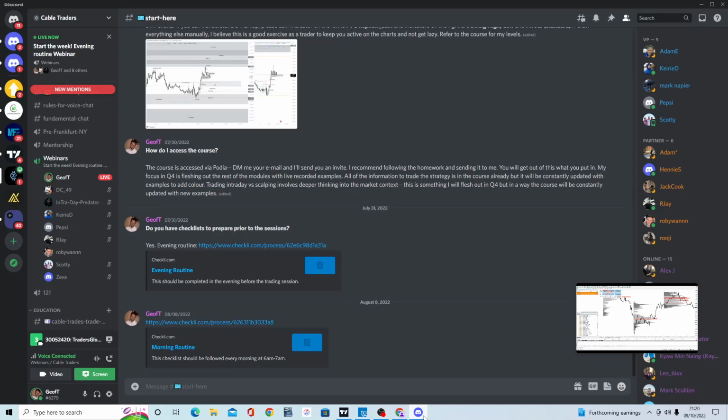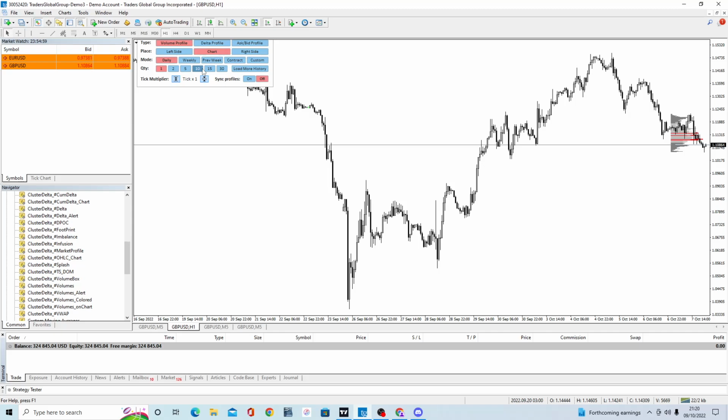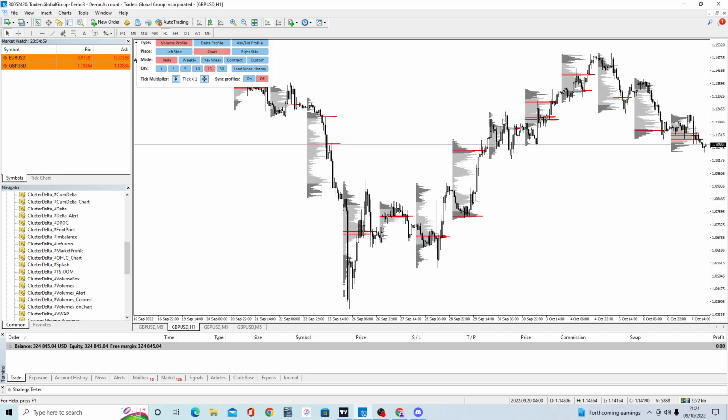So I've got weekly marked out, and I'm going to mark out these points of control. Just the points of control at the moment. I'm also going to go daily 15 and look at daily points of control that are near the price. So look at that. That's a clear support. I'm just going to mark this right now on the chart. 10647. High volume support.